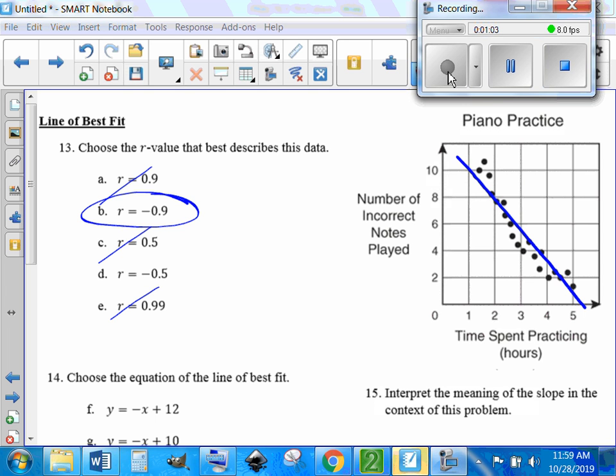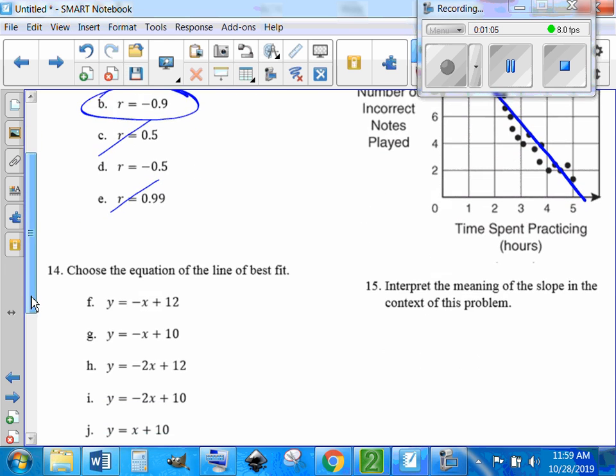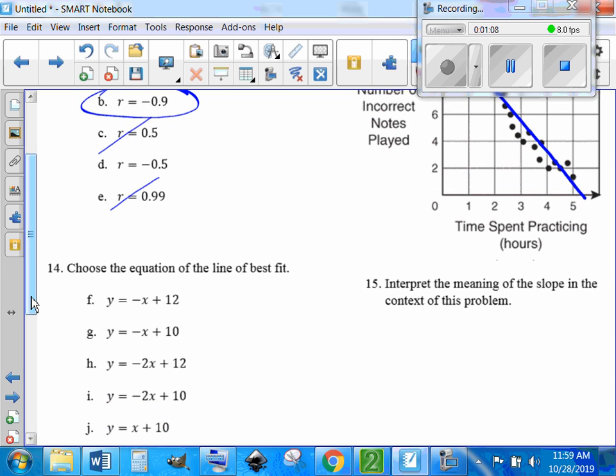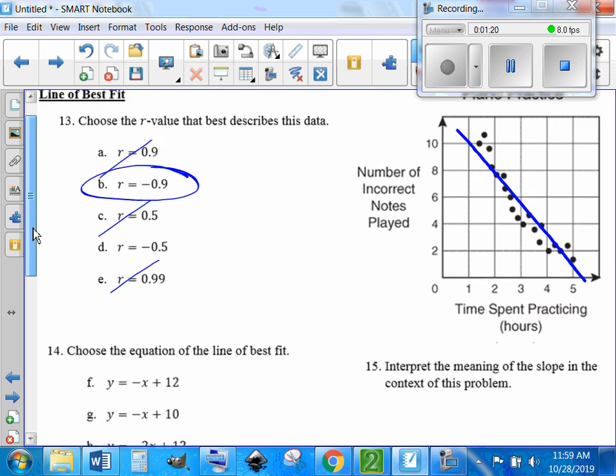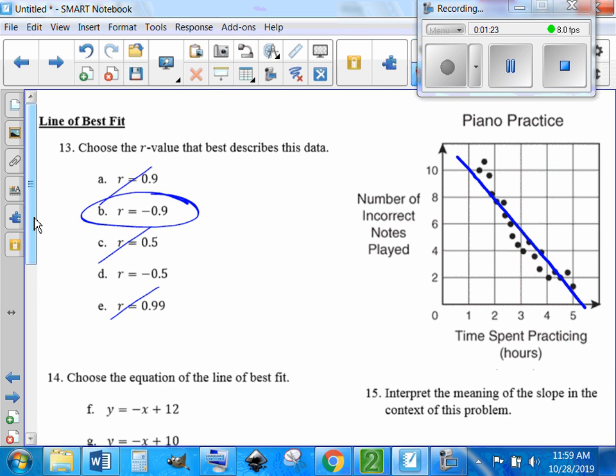So 14, choose the equation of the line of best fit. Here I'm just going to start graphing these lines, and whichever one best fits that data will be the best choice for line of best fit. So the first one, the y-intercept is 12, and we're going down by 1 and over 1. Now be very careful. Notice that one box is actually 2. So to go down 1 over 1, we're going to go down half over 1, down half over 1. So that's probably not the best bet.